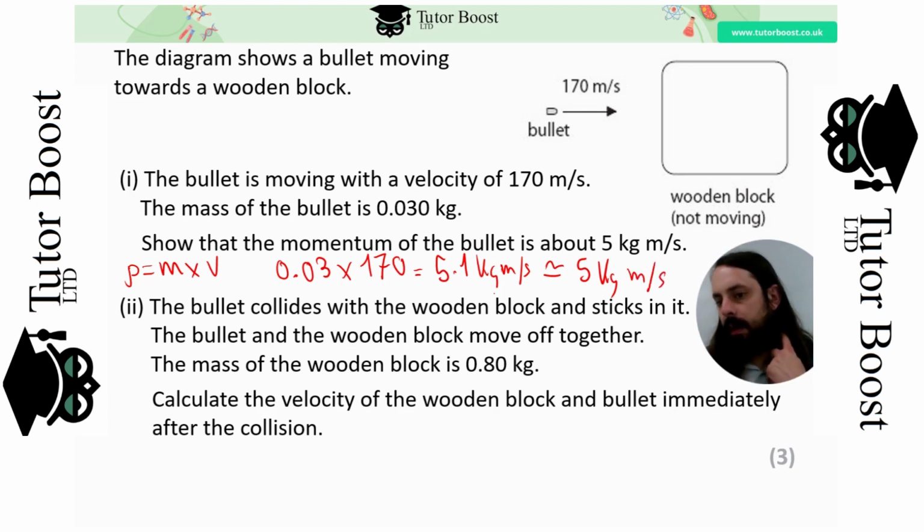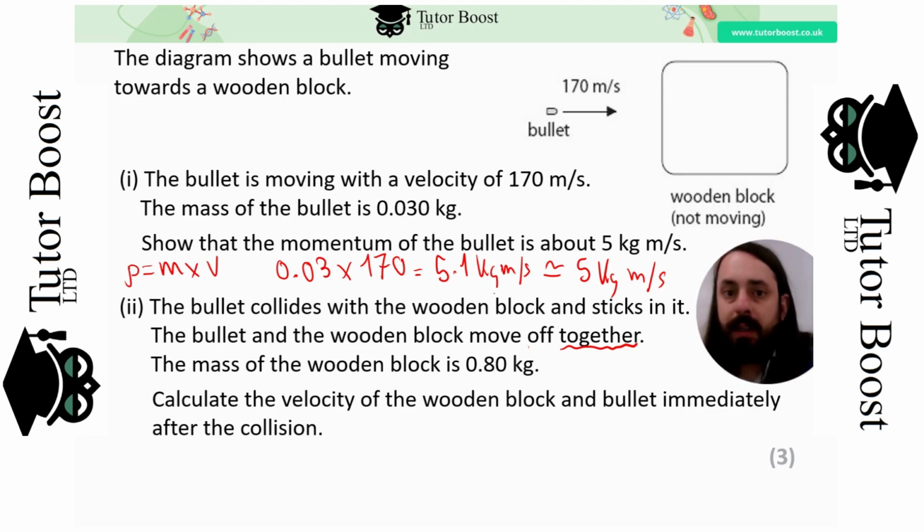Now, for the last question, they tell us that the bullet collides with a wooden block and sticks in it. The bullet and the wooden block move off together. That's really important because that will imply that we need to add both masses together. One of the main misconceptions that most of the GCSE students had last year is that they were not adding the mass of the bullet to the mass of the wooden block. They completely forgot about it.